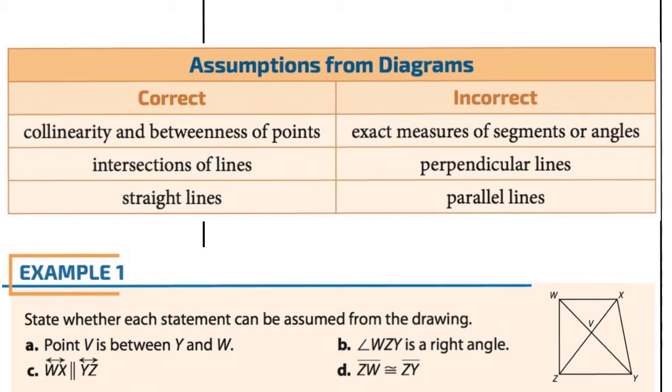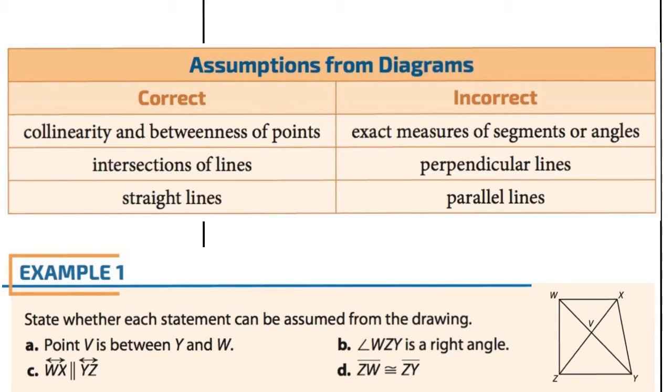B, that WZY, I'm going to kind of highlight this for you. WZY is a right angle. It looks like a right angle, but we cannot assume angle measurements. It needs to either be marked for us with the little square in the corner, or we need to measure with protractors. So no, we cannot assume that that is a right angle.